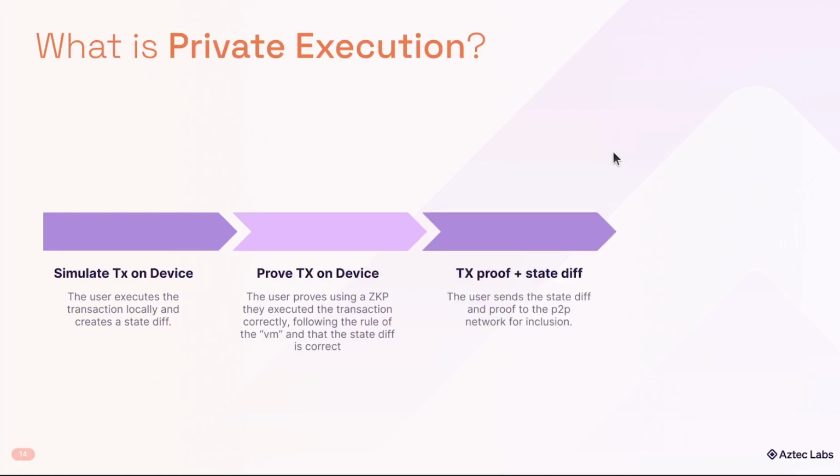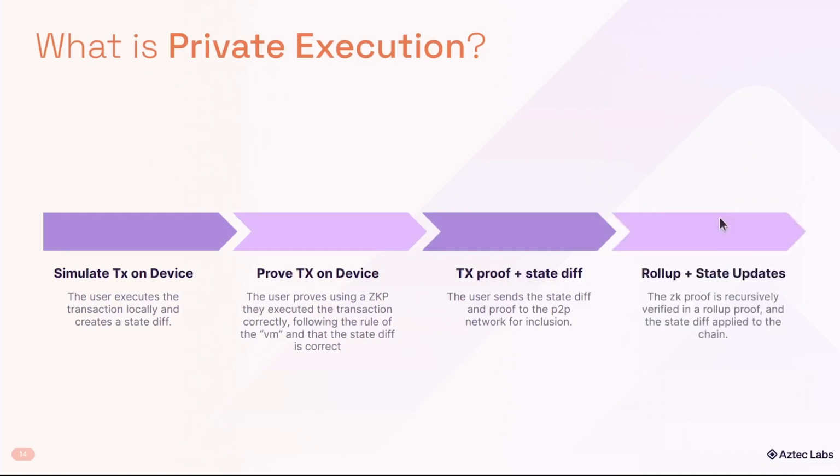The users will send the state diff and the transaction proof to the network, to the sequencers for inclusion in a block, and then the sequencer will actually generate a block, roll up all the updates recursively into one proof, which will be submitted to Ethereum and verified in the smart contract there.